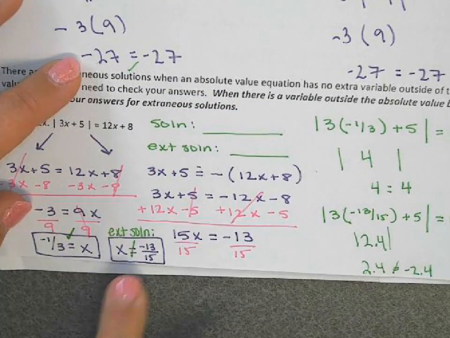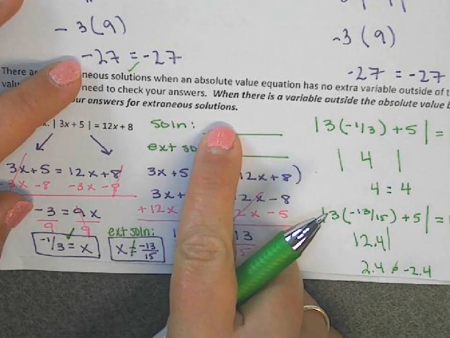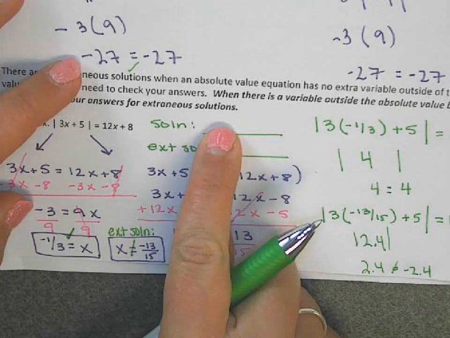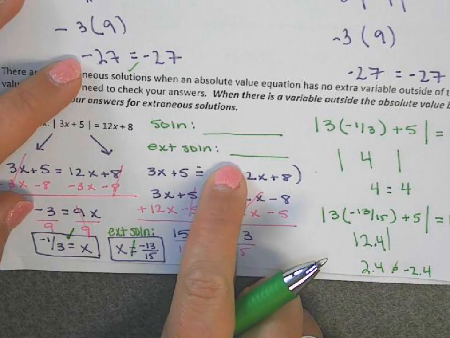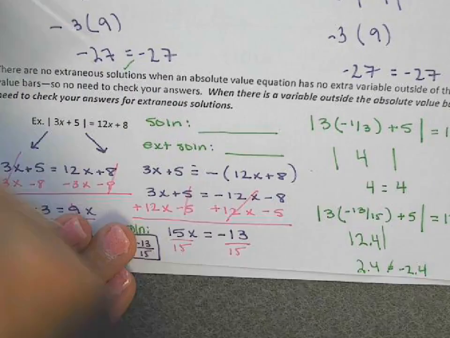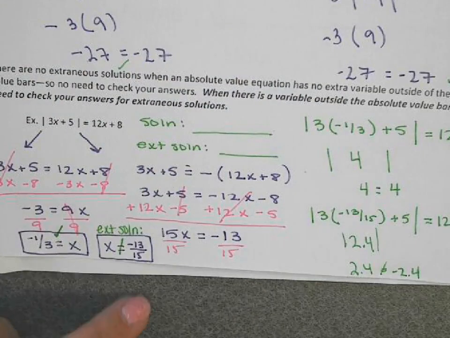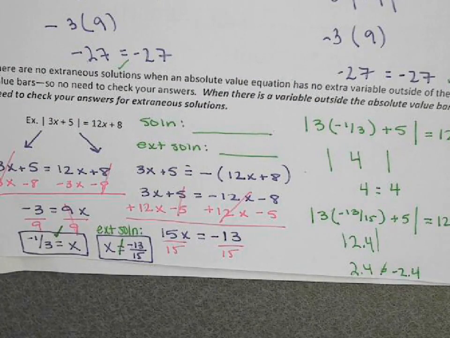Can I write x equals negative 13/15 as a solution? No, because it's extraneous. It can't go on both. It has to be one or the other. It's like the rational and irrational numbers. They're disjoint sets. Either it's a solution or it's not a solution, but it can't be both.